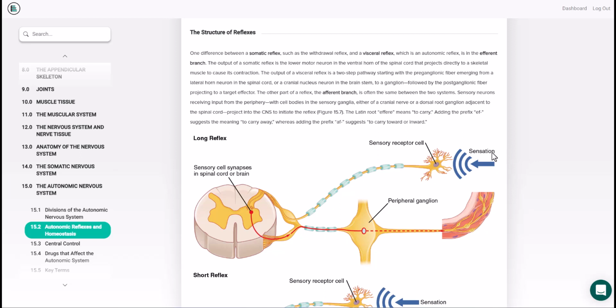So here are the steps. We have a stimulus or a sensation. We have a sensory neuron. We have the integration of that signal in the spinal cord. Notice it did not head up to the brain. That would require consciousness. So this is happening at the level of the spinal cord. Then there's a motor neuron that travels out and goes to the muscle.